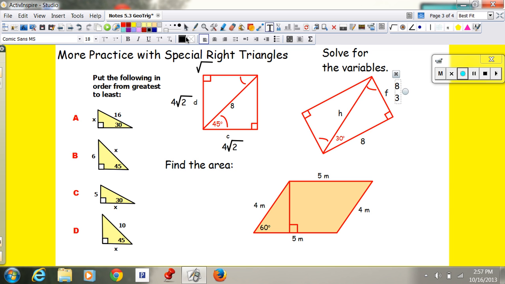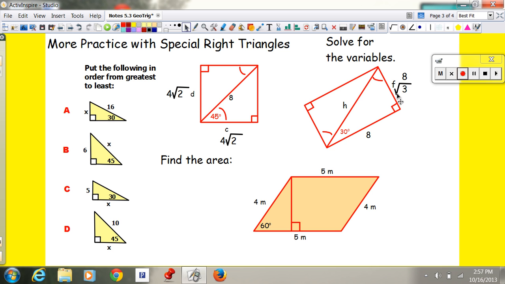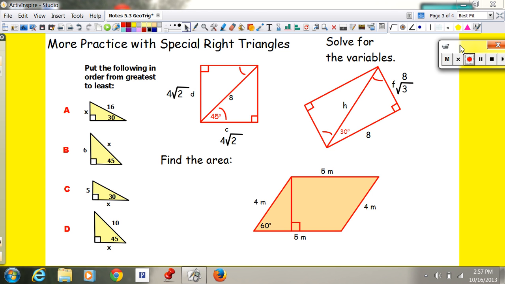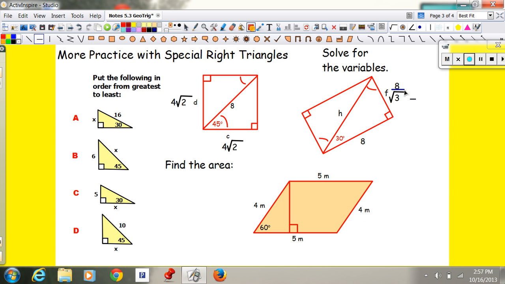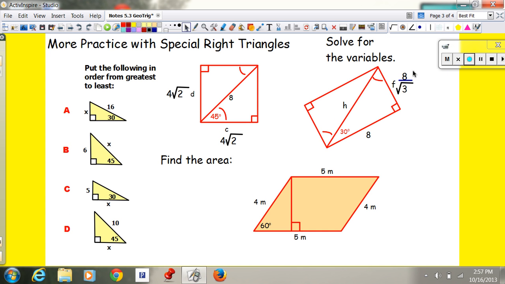So you're going to take that 8, divide it by radical 3. So you're actually going to get 8 over radical 3, but you're going to need to make sure you get rid of that denominator. You can't have the radical 3 on the bottom. So we're going to multiply both sides by radical 3 over radical 3. So long story short, you're going to get an 8 radical 3 on top. You're going to get a 3 on the bottom. That's going to be your answer for F.